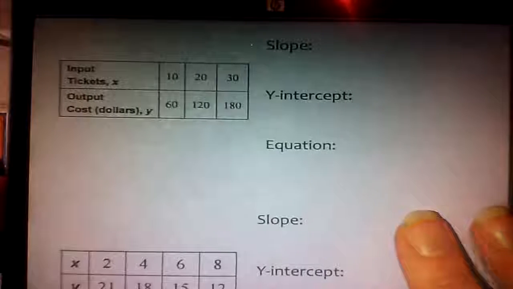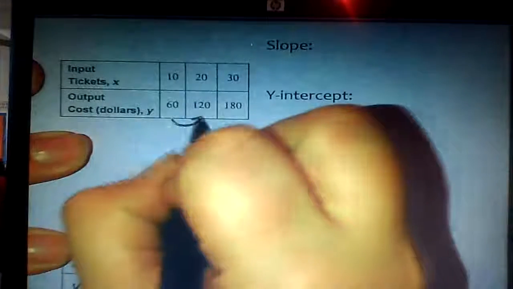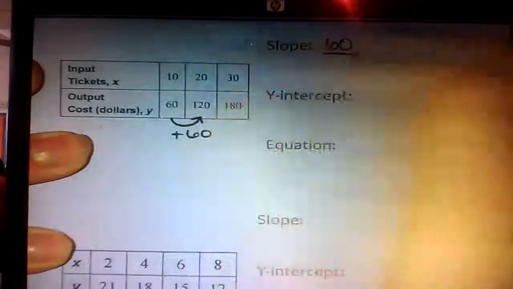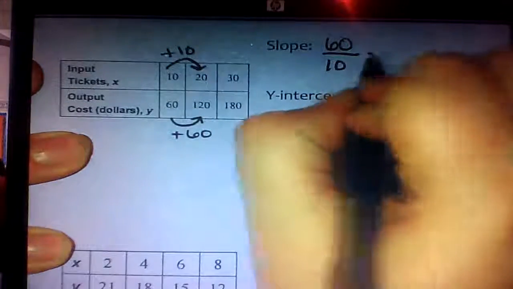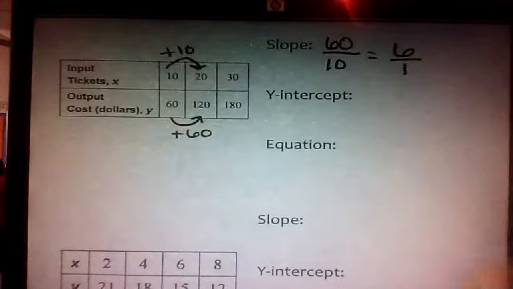What do we know about this one? The slope is 6. So my change in y is plus 60, and my change in x is 10. Yes, I agree. Your slope is 6 over 1. 60 over 10 reduces down to 6 over 1. Yes, you can just put 6.